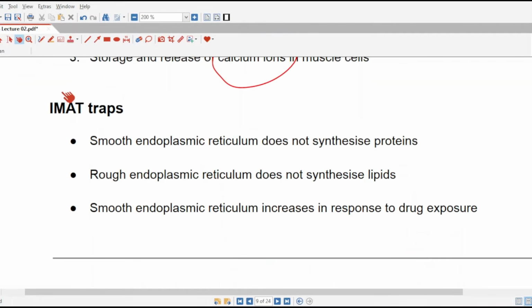The IMAT traps: the first one is that smooth endoplasmic reticulum doesn't synthesize protein, done. Rough endoplasmic reticulum doesn't synthesize lipid. This information is also covered. And smooth endoplasmic reticulum increases in response to drug exposure. This is very, very important. There can be an example like this, that a person takes drugs and overdoses. If the person overdoses on drugs, then which component of the cell will increase? The answer would be smooth endoplasmic reticulum, because the smooth endoplasmic reticulum plays the function of detoxification of drugs.